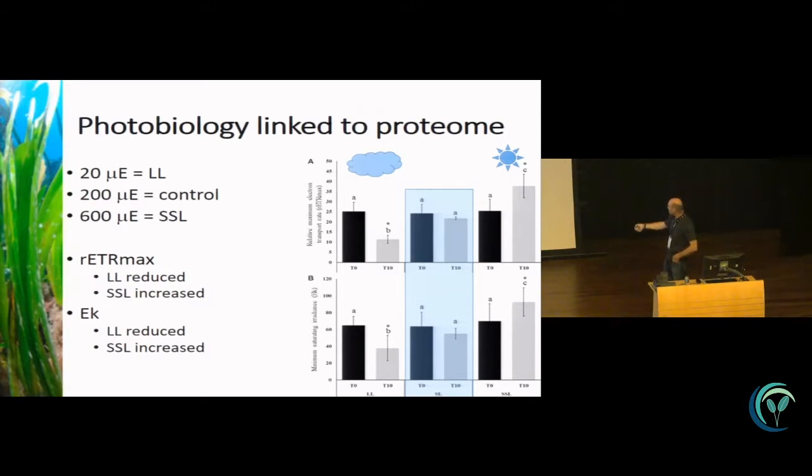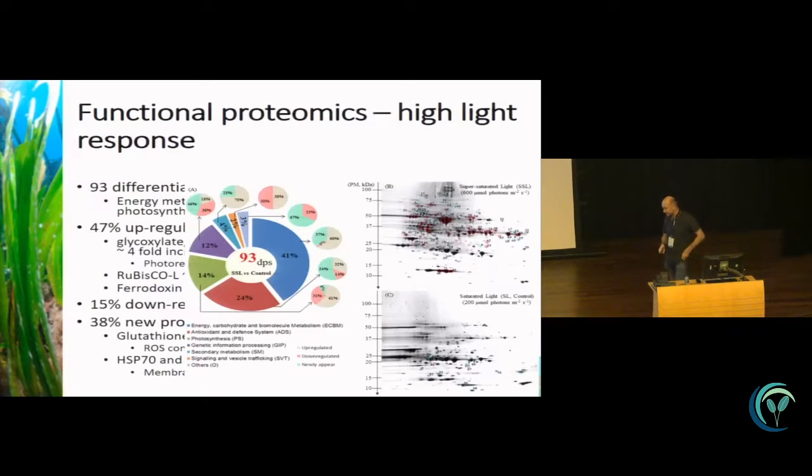There is the control. There's no difference between T0 and T10 in the electron transport rate and the minimum saturating radiance. Surprise, surprise, when you reduce the light, you reduce your ETR max and you reduce your minimum saturating radiance. And when you do the converse, you get the opposite. So the supporting data is there.